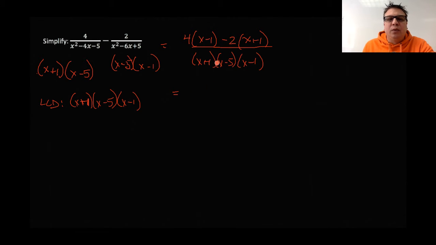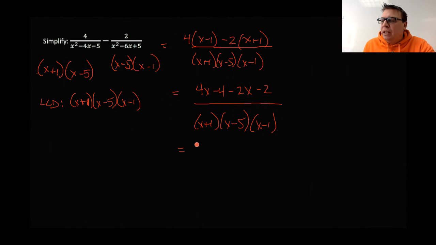So now let's go through and clean that up. My numerator is 4x minus 4 minus 2x minus 2, all divided by all of that, the x plus 1, the x minus 5, and the x minus 1. Now we go through, we simplify all this, and I'm going to end up with 2x minus 6 in the numerator. Again, x plus 1, x minus 5, and x minus 1.